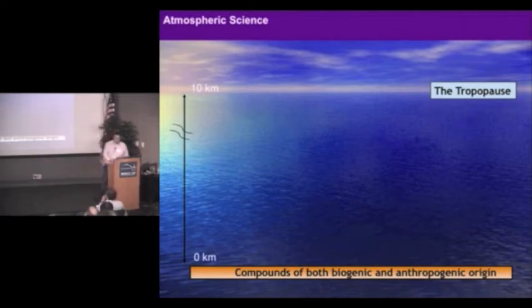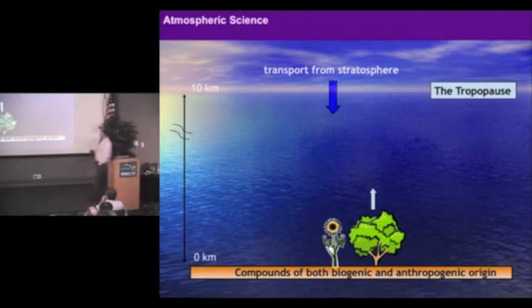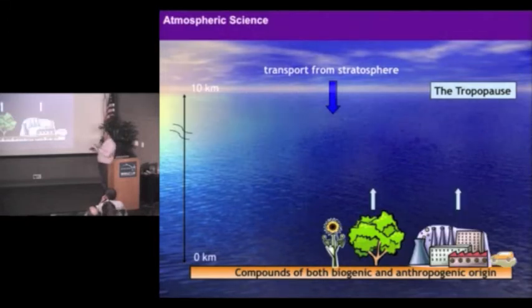Most of it is produced in situ. We've got emissions that go into the Earth's atmosphere as well. So you've got biogenic emissions, stuff from plants, etc. And also you've got man-made emissions as well. So you've got to take those into account.